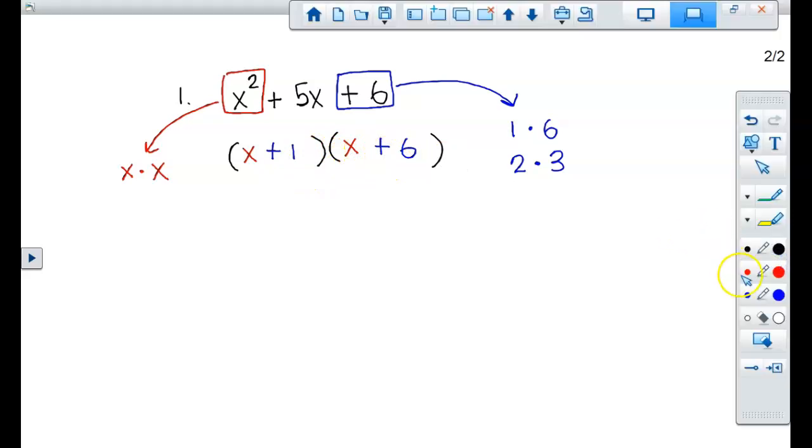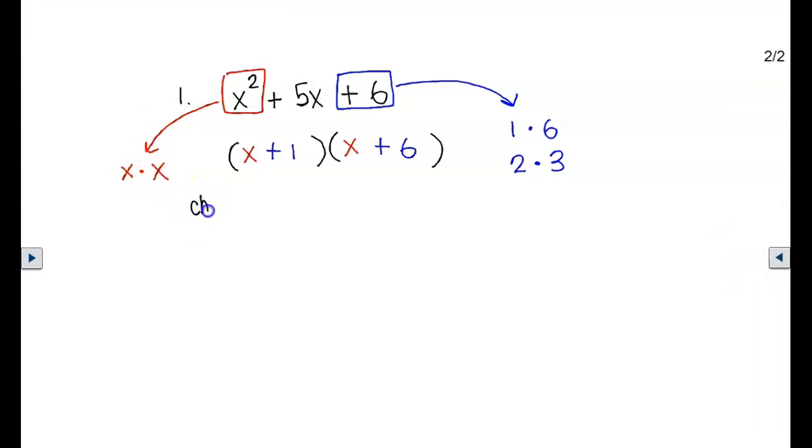All right, now time to do the checking part of this. So to check it, what we're going to do is actually work out this multiplication problem and see if it gives us what we wanted. So we would do x times x, that's x squared. We would do x times 6, which would give us 6x. We would do 1 times x, which is 1x, and we would do 1 times 6, which is 6.